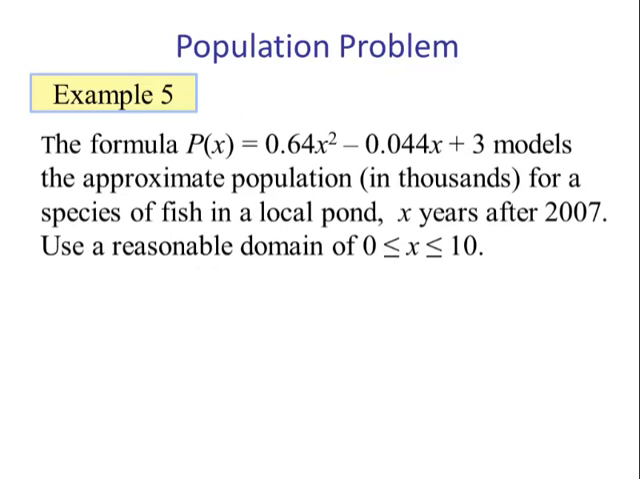Example 5. The formula P of x equals 0.64x squared minus 0.044x plus 3 models the approximate population in thousands for a species of fish in a local pond x years after 2007. Use a reasonable domain of 0 less than or equal to x less than or equal to 10.